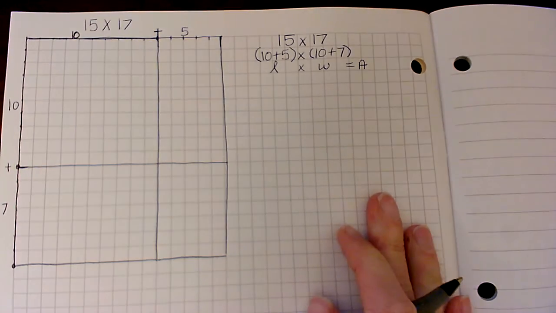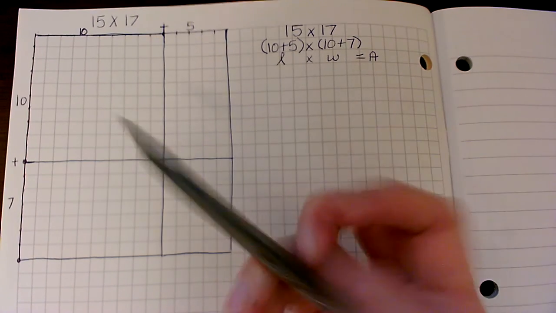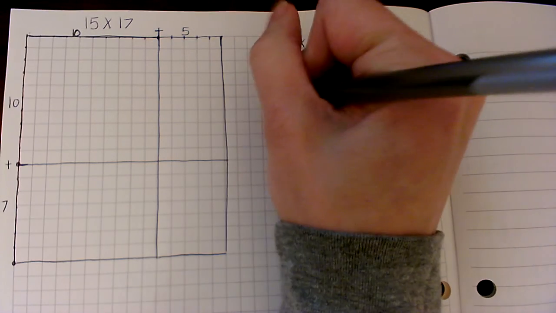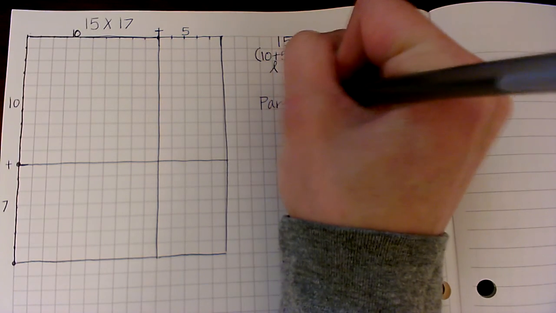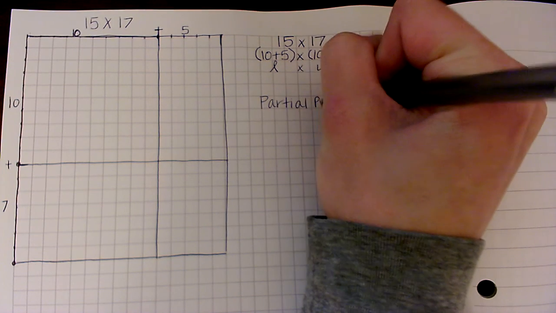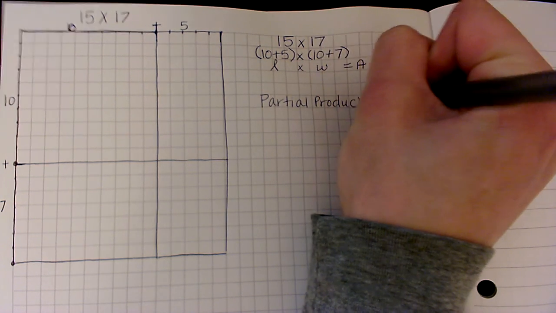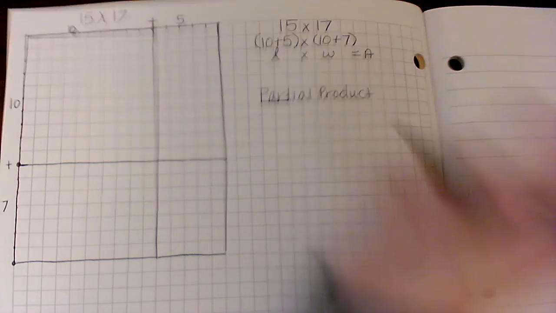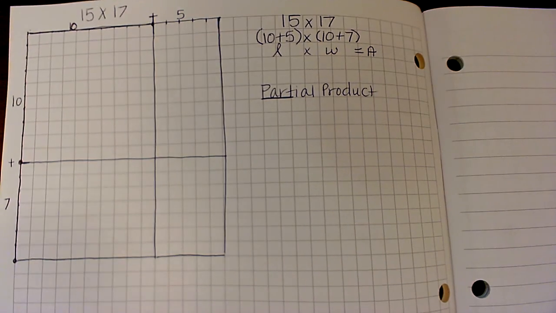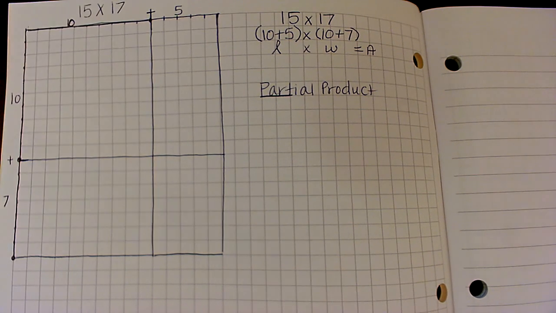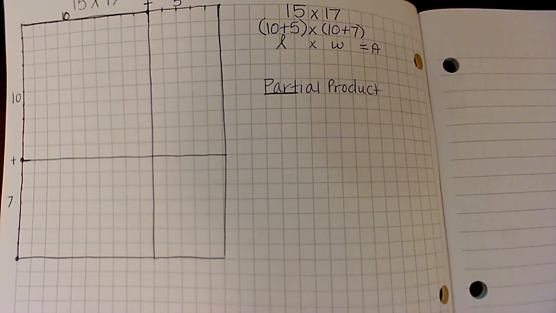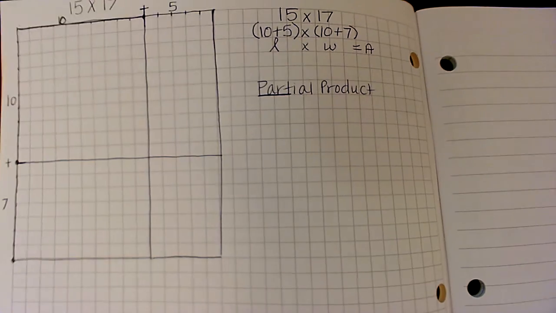So here I have actually taken my rectangle and I've made it into what we call partial products. So what I am doing is I am breaking it apart into 4 parts. So then I'm going to have 4 different multiplication problems because I have 4 different rectangles.